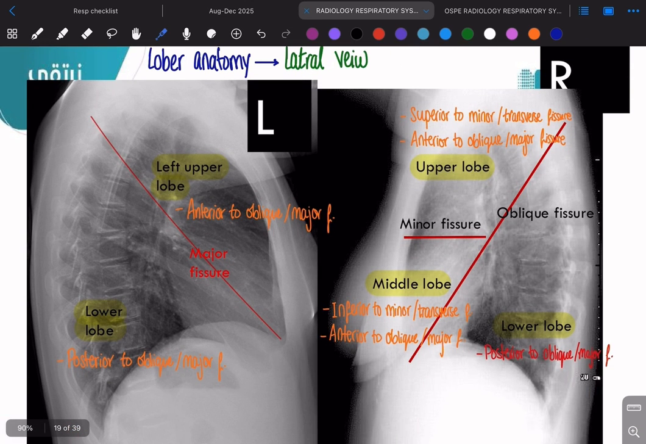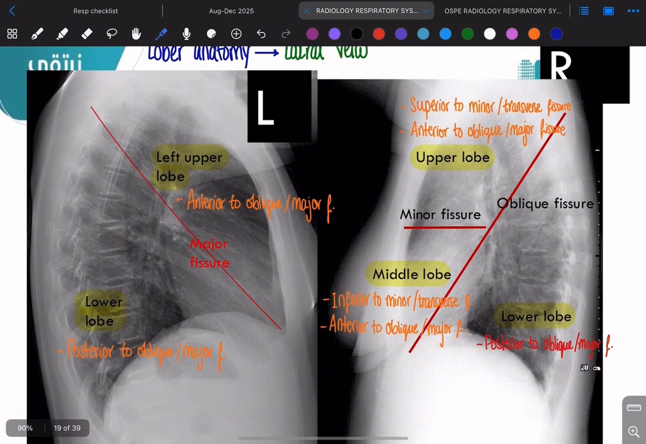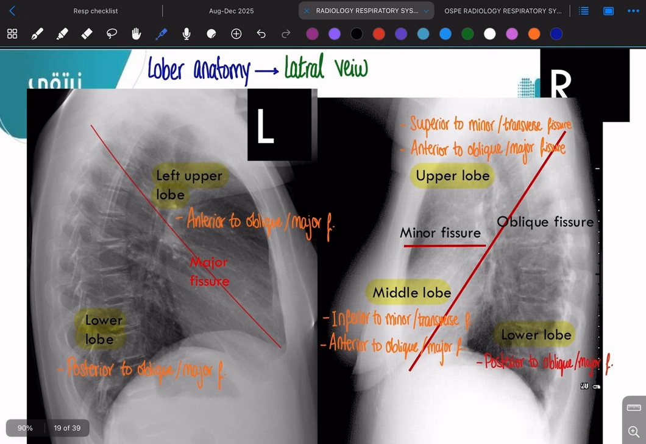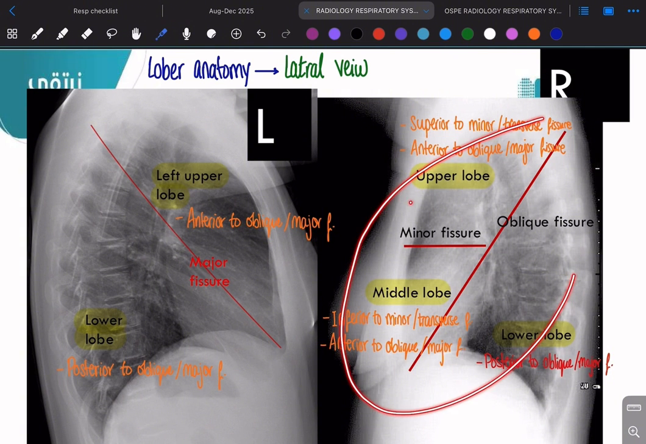Okay, now we have a very important part. This is probably going to be in the OSPI, and it is already in the OSPI file. So it's very easy. You have to just understand it and you're going to be able to answer any question, okay? So this is a lateral view. As we can see, this is the breast here and this is the back, the vertebra, and this is the chest area. So this is a lateral view, okay?